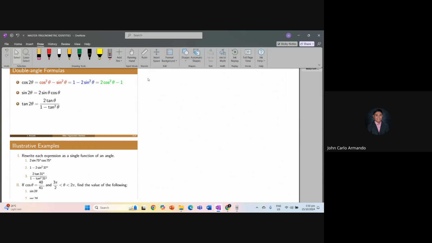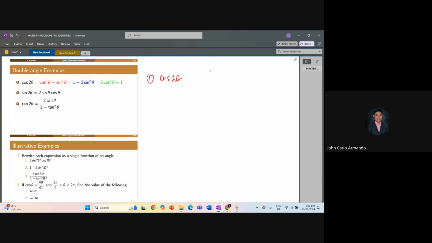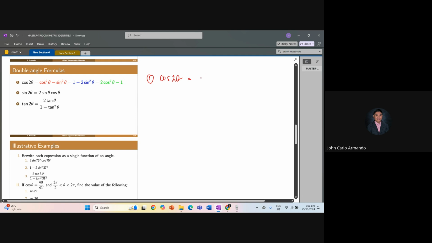Okay. So number 1, the first identity is cosine 2 theta. How do we arrive at cosine 2 theta becoming cosine squared minus sine squared, 1 minus 2 sine squared, 2 cosine squared minus 1? You just simply express cosine 2 theta as a sum of two angles. And we know that the two angles that will give you 2 theta is simply theta plus theta, right? Because cosine theta plus theta is the same as cosine 2 theta.